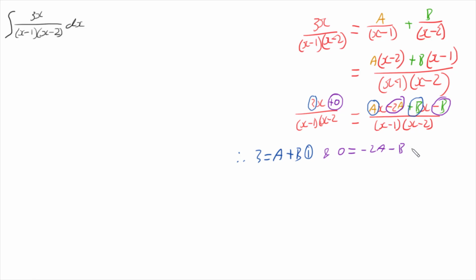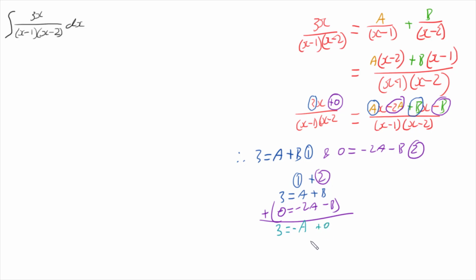If I call this equation 1 and this equation 2, I can eliminate the b variable because they both share a coefficient of 1, by adding these two together. So equation 1 plus equation 2: 3 equals a plus b, adding on 0 equals negative 2a take b. So 3 plus 0 is going to be 3. A plus negative 2a, so a take 2a, is going to be negative a. And then b plus negative b is going to be 0. So then multiply by negative 1, and we have that a equals negative 3 as one of my numbers.